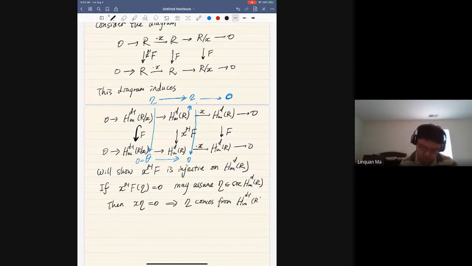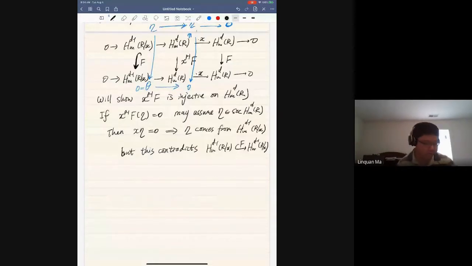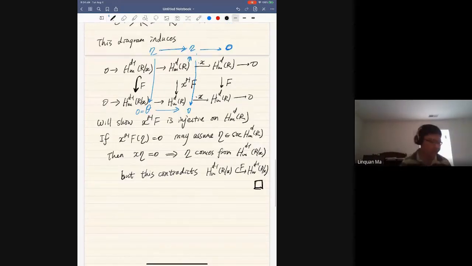Okay, but this contradicts the injectivity of the Frobenius on H^{d-1}_m(R/x). Okay, so that's the proof in the Cohen-Macaulay case. See any questions? Okay, great.